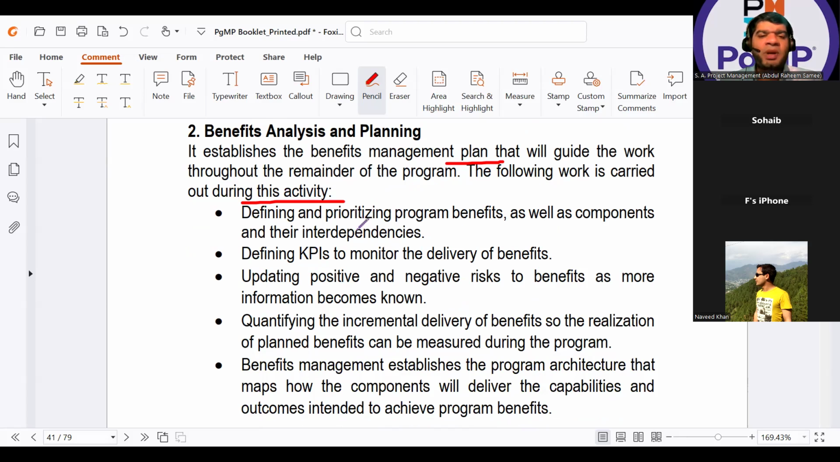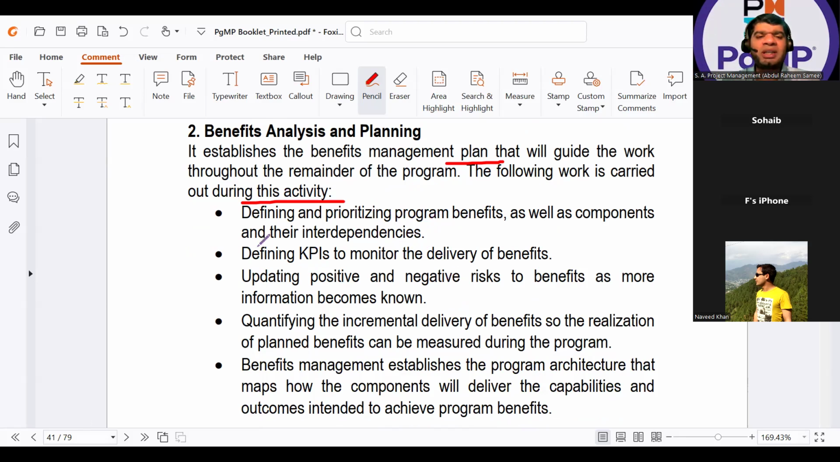Defining and prioritizing the program benefits as well as components and their interdependencies. I will say that we have 10 benefits, but surely all the benefits cannot be realized at the same time. I need to prioritize what benefits should be realized first, what benefit will be realized later on. So this I am doing in the benefit analysis phase of my program.